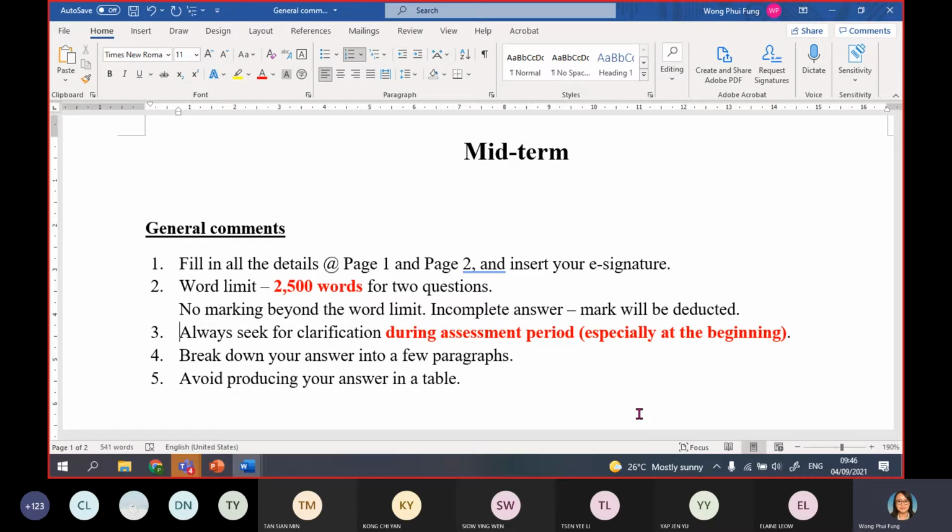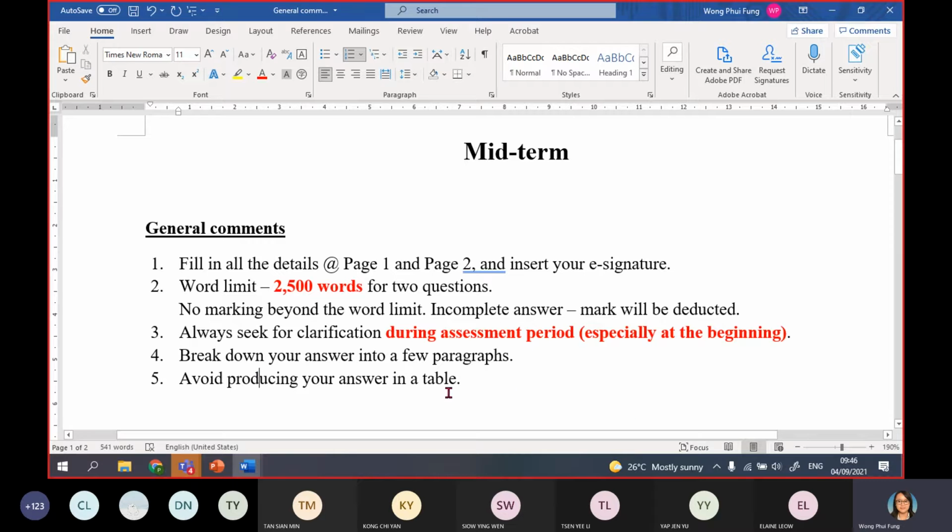And then number 4, which I already mentioned 1,000 times: break down your answer into a few paragraphs. Even if you write a love letter to your lover, you also break it down into a few paragraphs. So please break down your answer into a few paragraphs. It is easier for me to see because I have 190 students. It's very difficult for me to read otherwise.